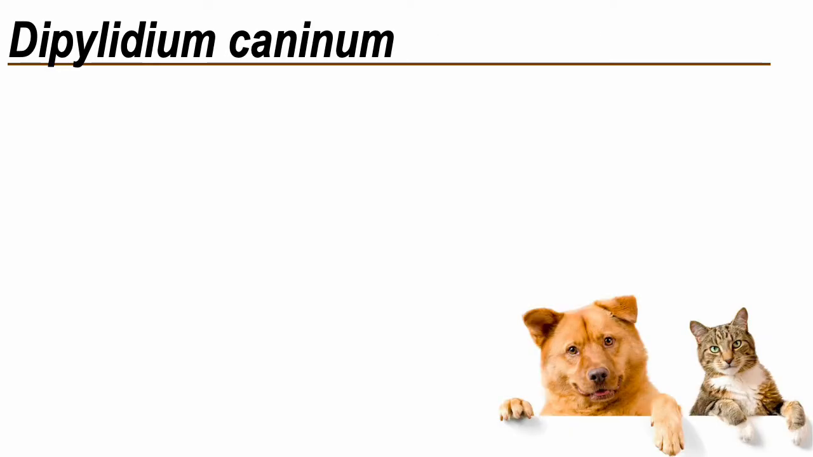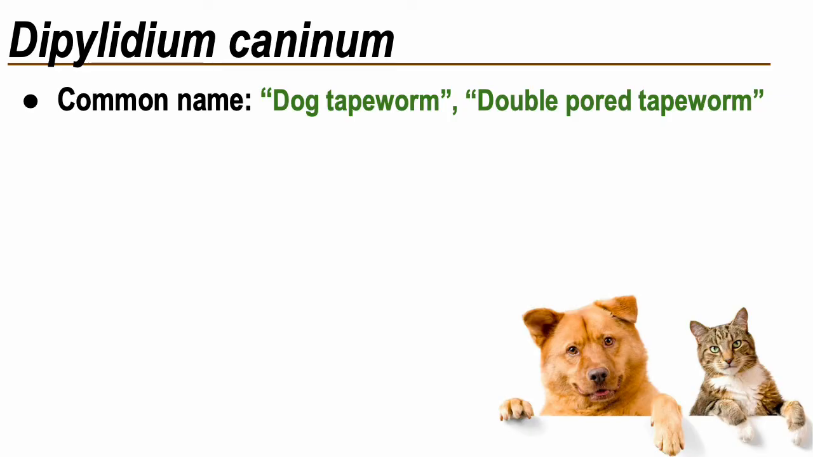So the next Cyclophyllidean tapeworm is Dipylidium caninum. So Dipylidium caninum is a very common intestinal parasite of dogs and cats worldwide, especially in dog populations where ectoparasitism is high. Hence the common names dog tapeworm and double-pored tapeworm. So in humans, the D. caninum infection is accidental and is observed to be more common in children than in adults.